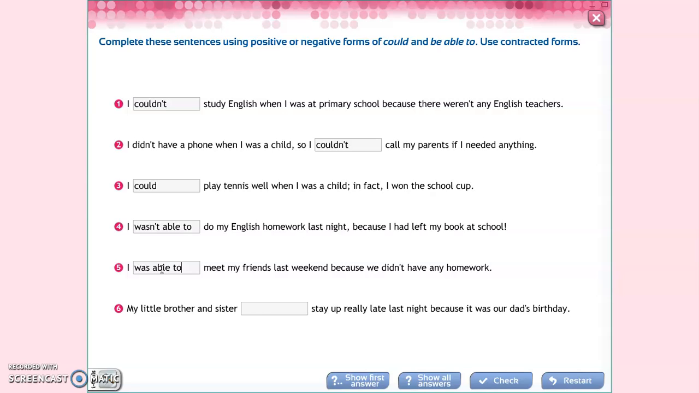And number 6, my little brother and sister were able to stay up late last night because it was our dad's birthday. So let's click on the check button, and all of them are correct. Okay, moving on.